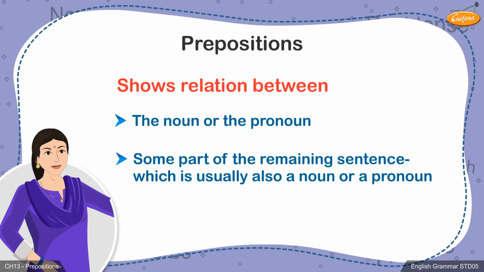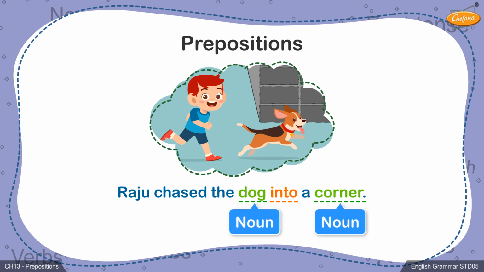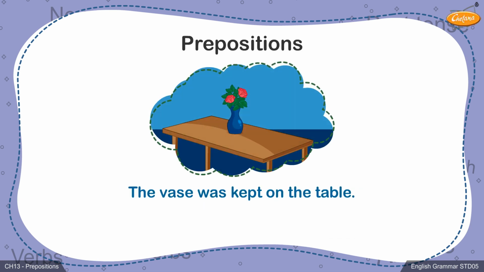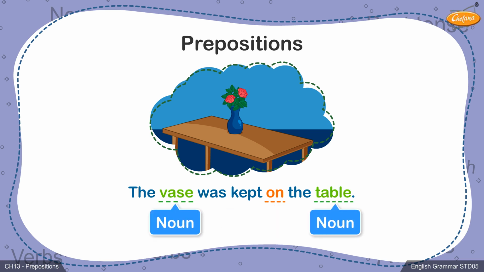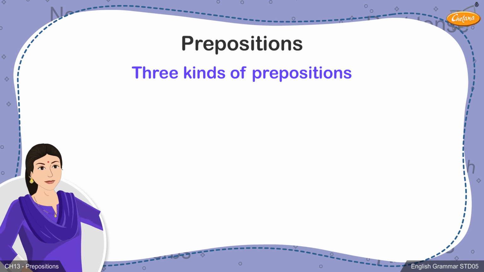Let's consider an example. Raju chased the dog into a corner. The word into is a preposition and it shows the specific relationship between two nouns, the dog and corner. In this sentence, the vase was kept on the table. The preposition on in this sentence shows the relation between two nouns, vase and the table, in terms of the position. There are several categories of prepositions.